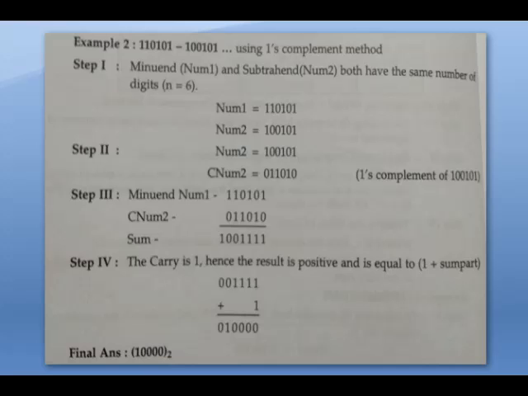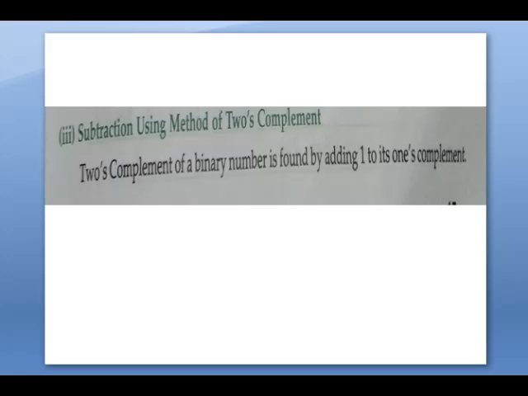Now we are going to see the subtraction using the method of 2's complement. The 2's complement of a binary number is obtained by adding 1 to its 1's complement. So what is the meaning of it? First we have to find the 1's complement of the given number, and with this 1's complement we have to add 1. That is called the 2's complement.